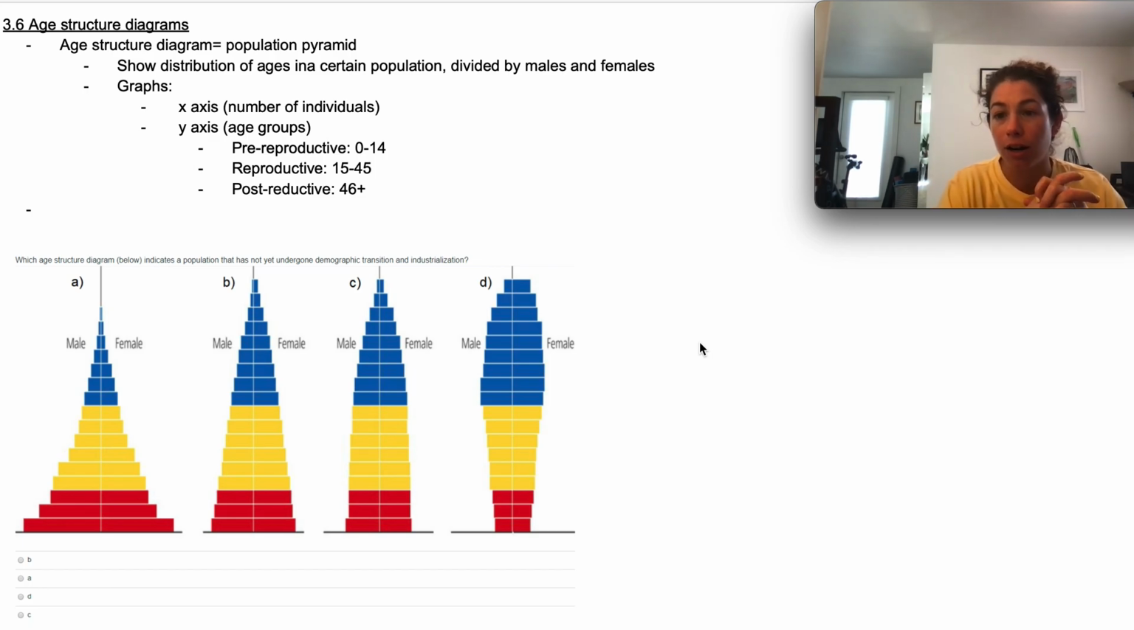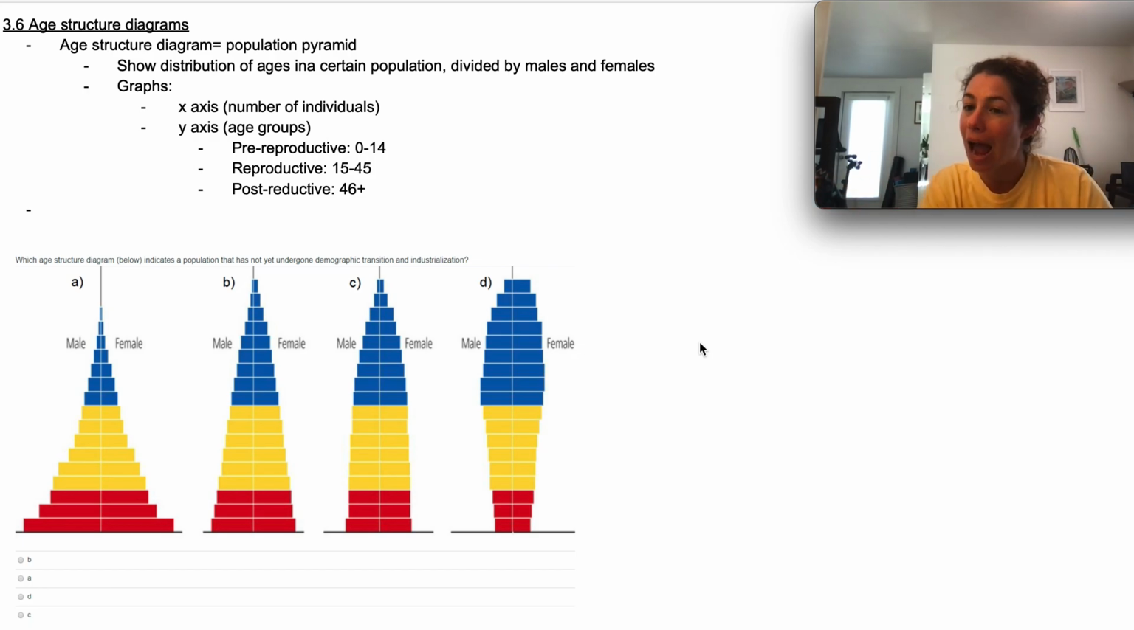We show our age structure through these population pyramids. The x-axis is our number of individuals, or the proportion of our population that fall into our Y, our age group. So we split up our age groups into three main categories. Pre-reproductive from ages 0 to 14, which is the bottom of the age structure pyramid. Our reproductive ages are 15 to 45. This is for humans, but you can do this for any type. The ages I'm giving are for humans, but you can do age structure pyramids for any population that you have this type of data for.